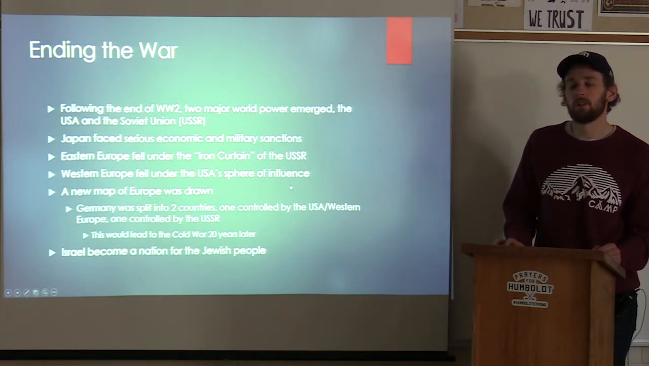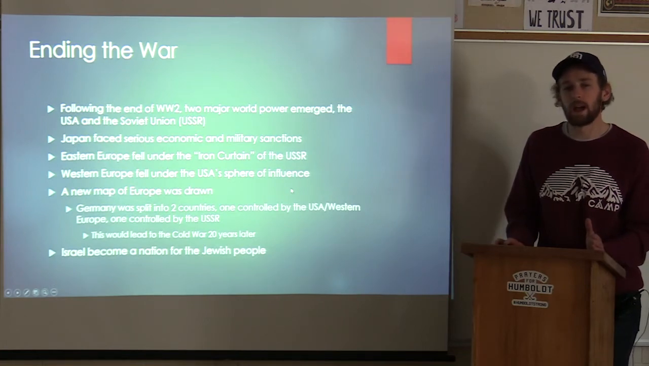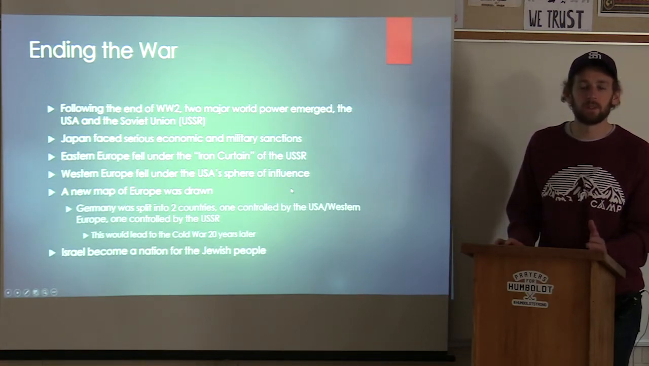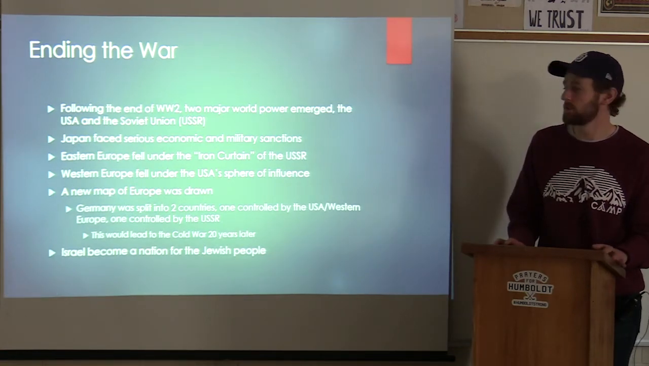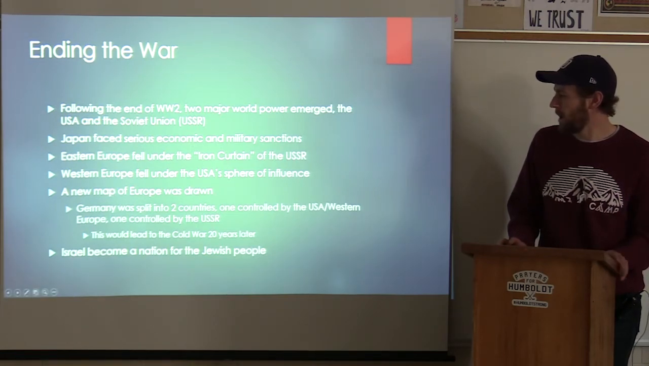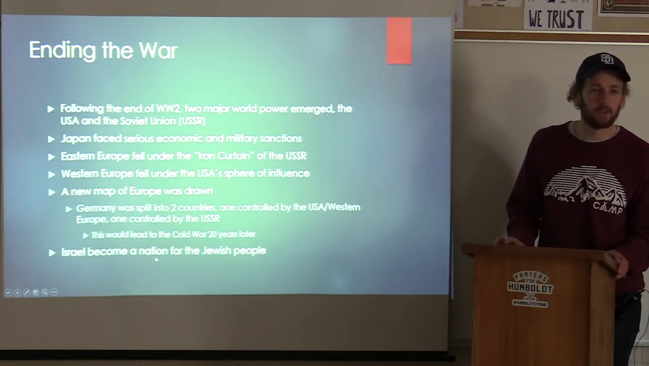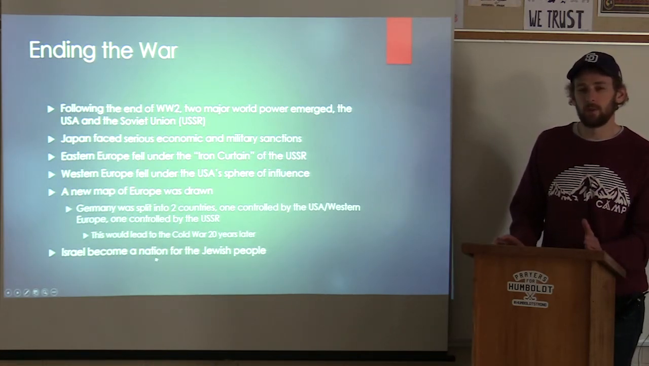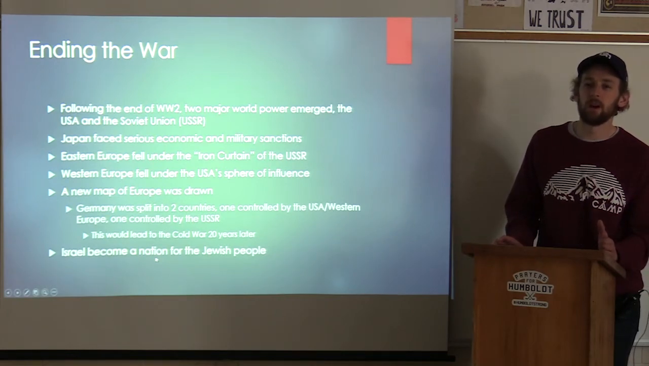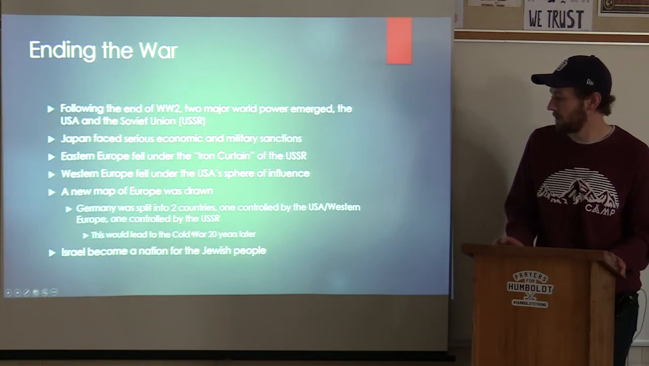Western Europe will fall under the control of the United States. Now, the United States doesn't actually rule them, but in economic influence and political influence, the United States lays claim to Western Europe. The Soviets get the East. A new map of Europe is drawn. Germany, as it's known, doesn't exist. It gets split into two places, East and West Germany. West Germany falls under the American sphere of influence. East Germany falls under the Soviet sphere of influence.